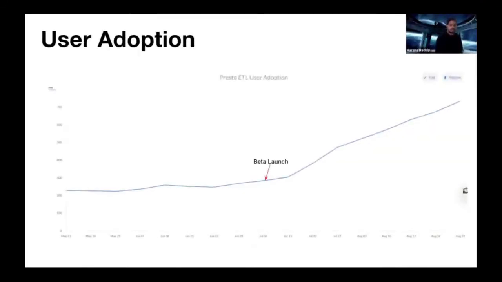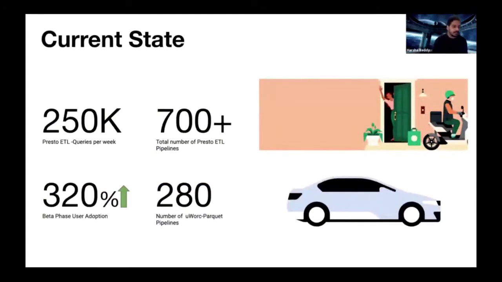We did a launch last July, and the adoption has been phenomenal. So our users went from around 200 to more than 700 in just 2 months. So there's a very good demand for Presto ETL right now, and users want to get that convenience factor added into their daily jobs. The current state of ETL is that we run around 250,000 queries per week. We have around 700 ETL pipelines, which includes all those use cases that we discussed earlier. The user adoption is more than 300% just in beta phase.